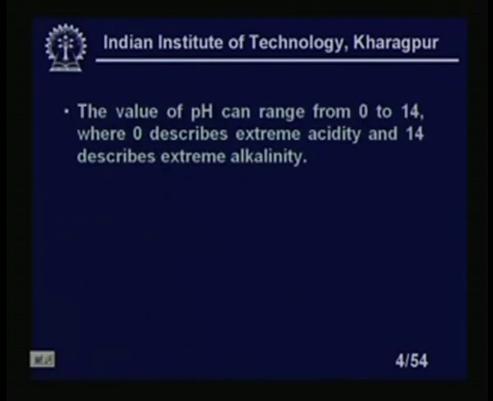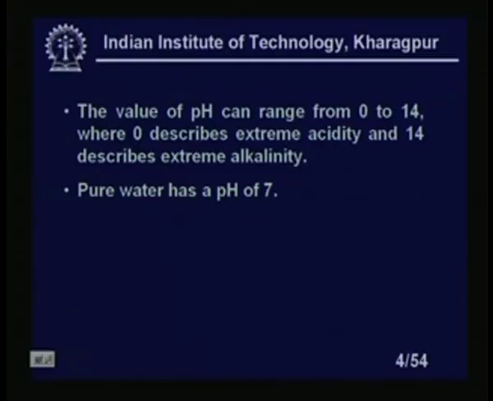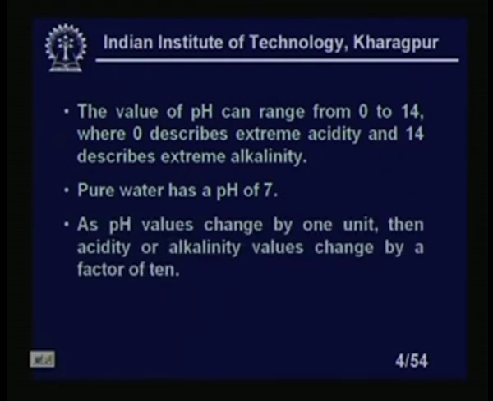The value of pH can range from 0 to 14, where 0 describes extreme acidity and 14 describes extreme alkalinity. This is the range of pH, from 0 to 14, and if it is neutral, neither acidic nor alkaline, then the pH will be 7. Pure water or distilled water has a pH of 7. As the pH value changes by 1 unit, the acidity or alkalinity changes by a factor of 10.